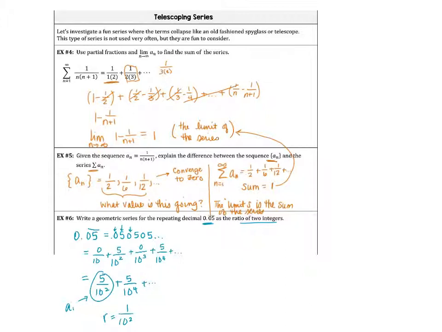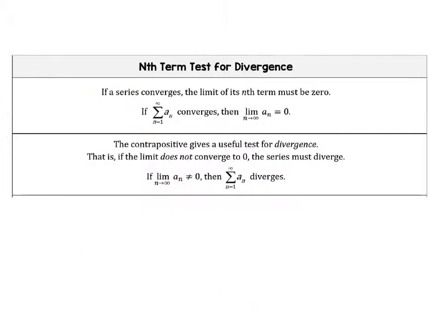So let's see if we can fill in our sum formula, that infinite sum formula. We have our first term, which is going to be 5 over 10 squared, over 1 minus our ratio, 1 over 10 squared. And so it looks like that's going to give us 5 over 10 squared over 99 over 10 squared. And so those 10s will cancel. So that ratio is going to be 5 over 99.